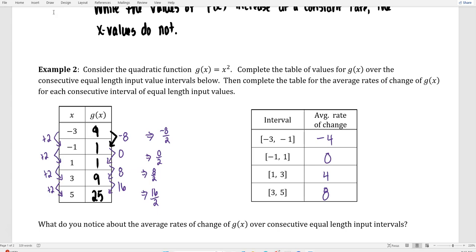So this is not linear, clearly, because if you have a linear table, you should see the slope is the same every time. A linear graph has the same slope no matter which point you're using, right? So you should see the same slope every time. This is not linear, but what do you notice about the rates of change right here? They're just increasing by 4. This goes up by 4, up by 4, up by 4, right?